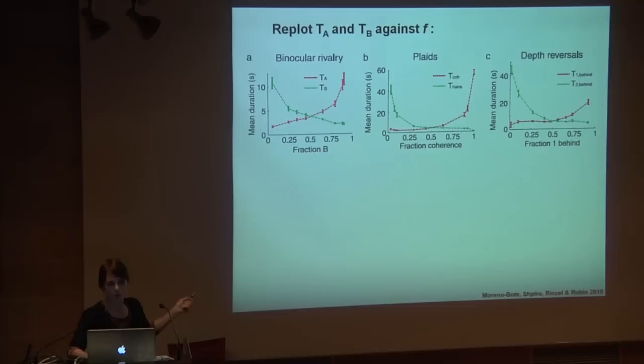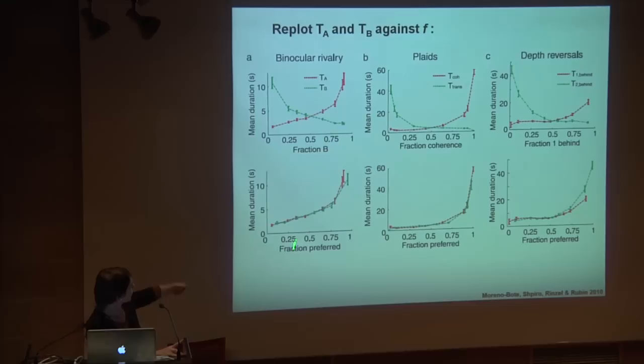If you take these replotted curves that look much more similar to each other, and you just reflect the TB across 0.5, okay? They lie right on top of each other. What that means is that they are symmetric. You can predict what TB will be at any value F, let's say 0.3, by the value of TA at 1 minus F, okay? So when you reflect, they're symmetric.